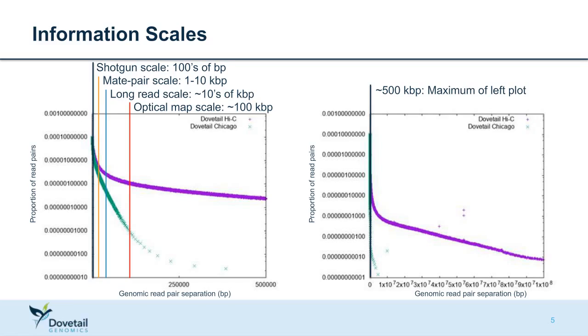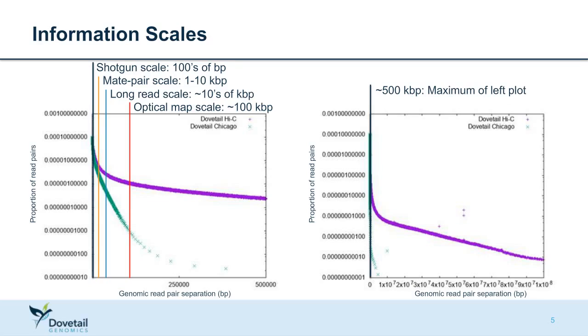That is a consequence of beginning with the high molecular weight DNA with Chicago. This insert distribution will span as large as your DNA. The Hi-C is different because the DNA is fixed in place in the nucleus, and so your contacts span the entire range of possible distances that can be spanned, including up to the full length of the chromosomes.